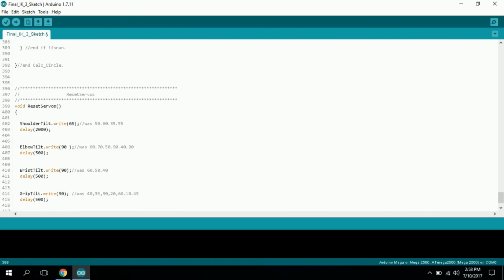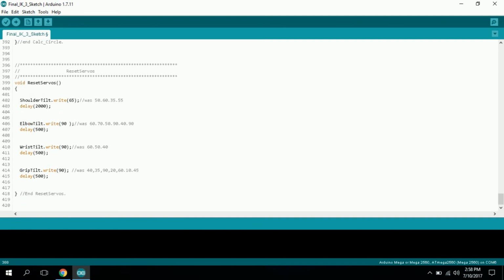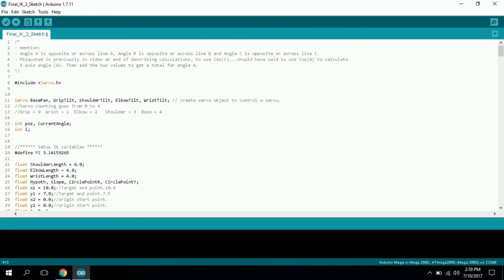All that's left is to show you the reset servos. Here I reset the servo at the beginning so that I'm always starting from a known position. Eventually I might use this as a home position to do a scan of a field, and then I can do my calculations from there. And this is just an arbitrary position. For me, my shoulder tilt at 65 is actually 90 degrees. So this is 90 degrees, 90 degrees, 90 degrees, and this is 90 degrees. So set everything basically to 90 degrees. And that is the code.